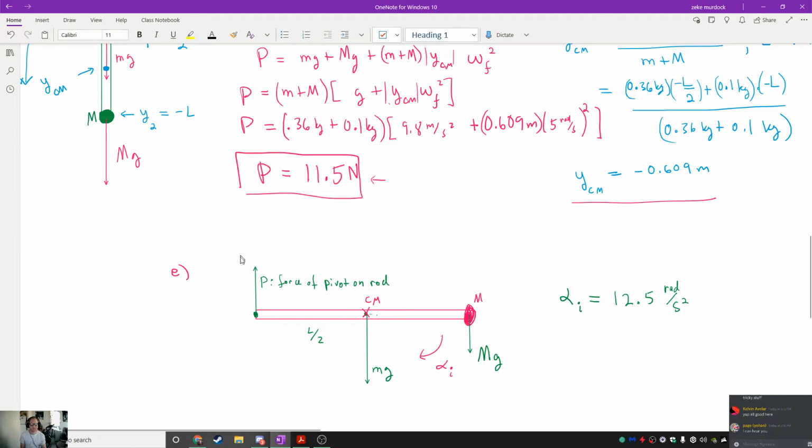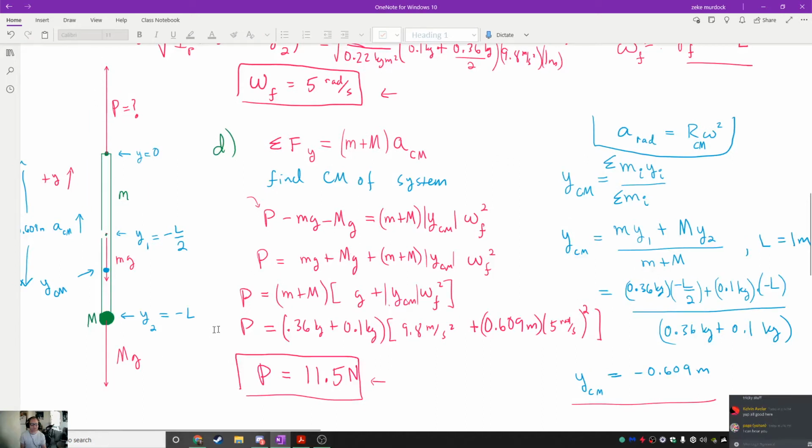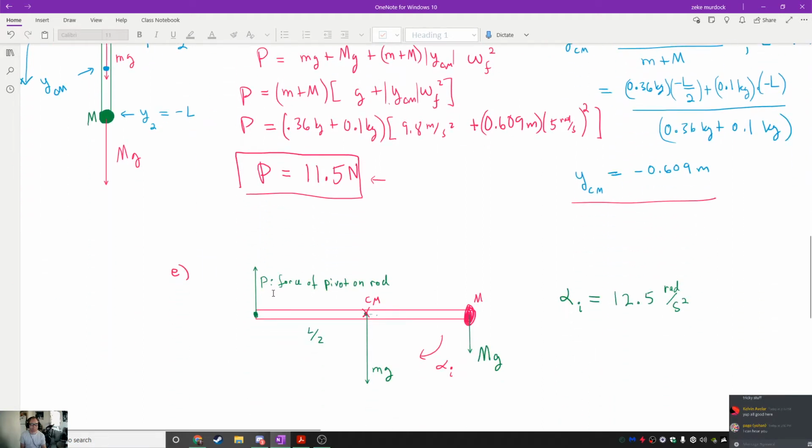Do you think the force on the pivot at the beginning is bigger than or smaller than the force when it gets to the vertical position? Just take a guess. Thinking less? Think it's going to be the same? Bigger maybe. Okay. All right. So let's calculate it.